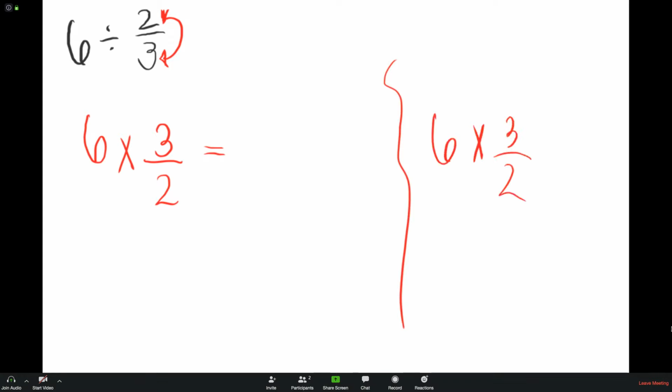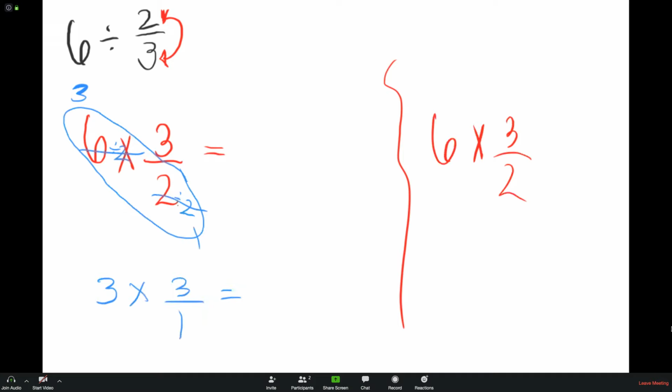Here, we can simplify first, and you can notice that there is simplification here. We can divide both of these by 2, and we would get 1 here, 3 here, and then our new problem would be 3 times 3 over 1, and you would just get 9.